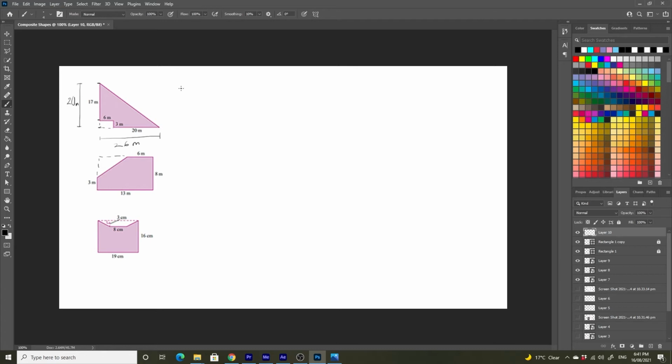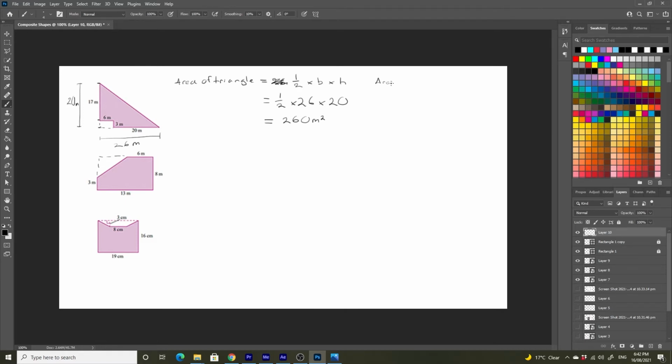Now, to solve for the area of a triangle, we remember that the area of a triangle is equal to half times base times perpendicular height. And in this case, that would be half times the base, which is 26 meters, times the perpendicular height, which is 20 meters. And that works out to be 260 meters squared.